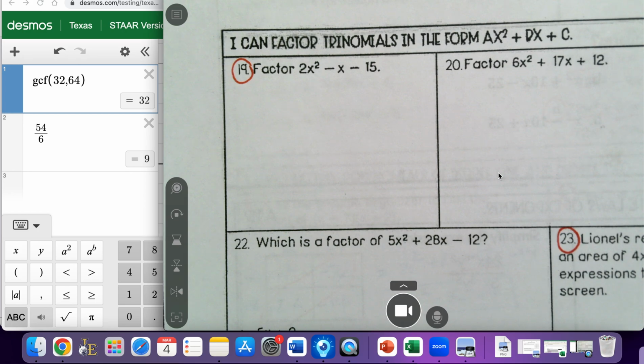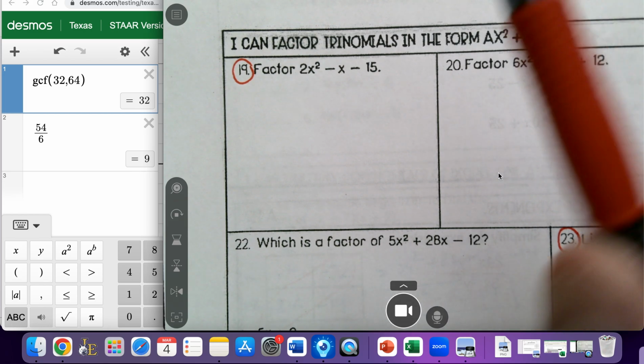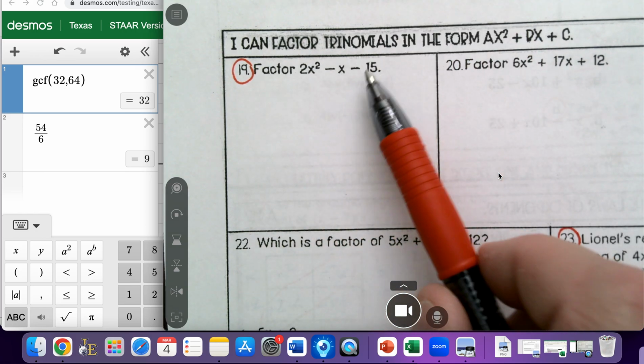Going over the Unit 7 review. I'm going to focus on number 19. I'm also going to do 21, and then we have number 23 as well. So number 19, we have 2x squared minus x minus 15.